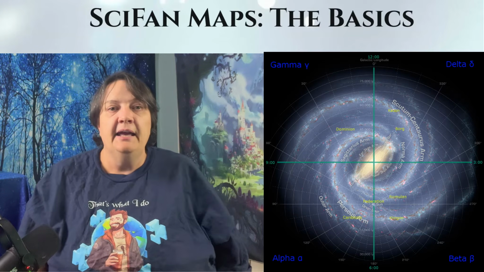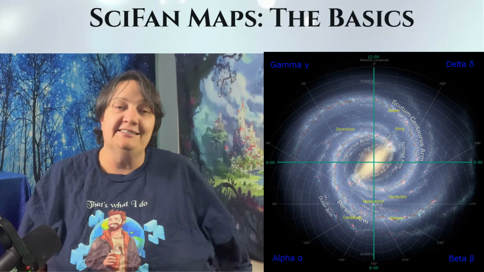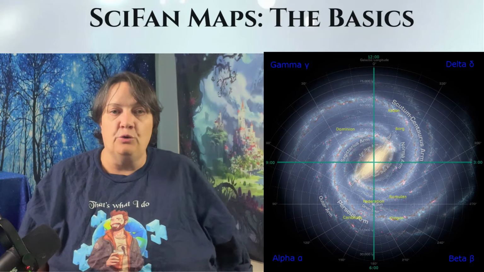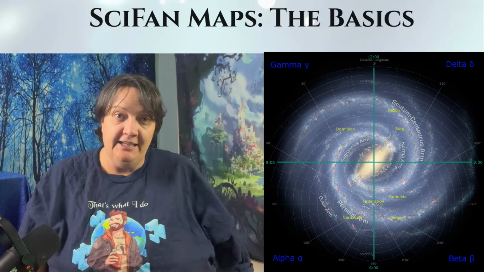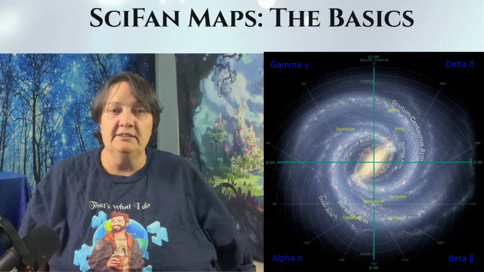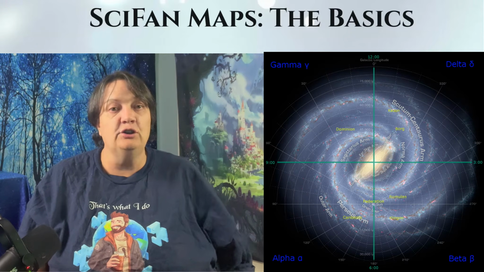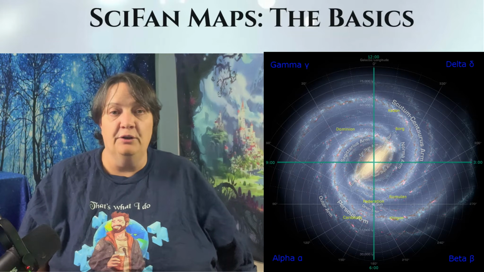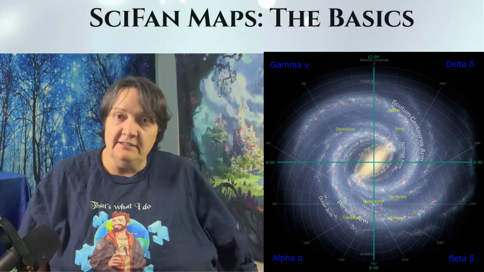Alpha quadrant is the quarter appearing between 6 and 9 o'clock. Beta quadrant is the quadrant appearing between 3 and 6 o'clock. Gamma quadrant is the quadrant appearing between 9 and 12 o'clock. And delta quadrant is the quadrant appearing between 12 and 3 o'clock.